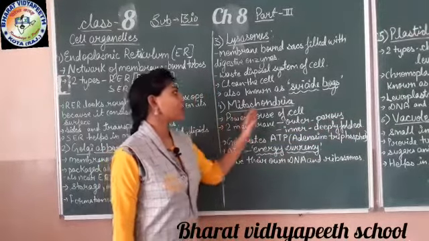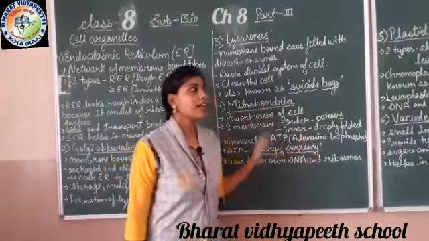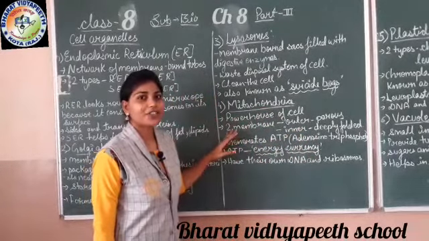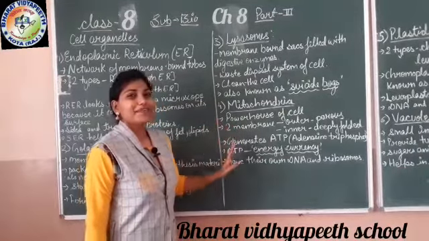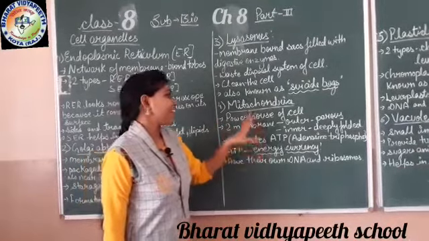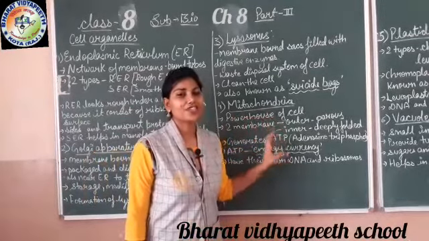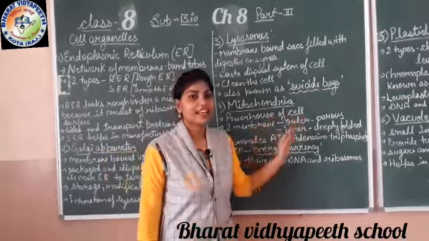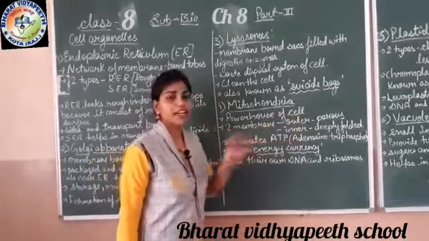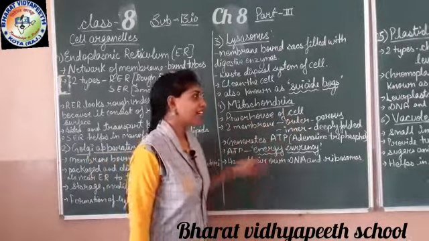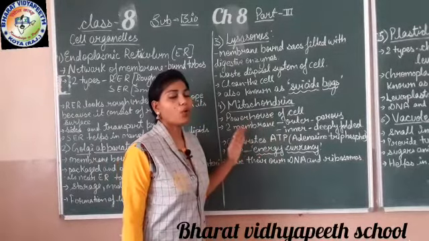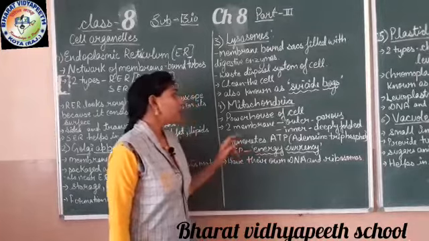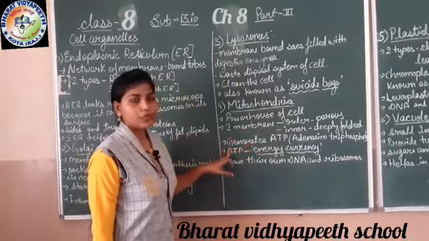Mitochondria is also known as the powerhouse of the cell. Any type of energy is developed in mitochondria. Mitochondria develop energy and provide all the energy to the cell to do its work. That's why it is known as the powerhouse of the cell. Like a powerhouse provides electricity to a whole area, mitochondria provide the energy to the other cell organelles to do their work.